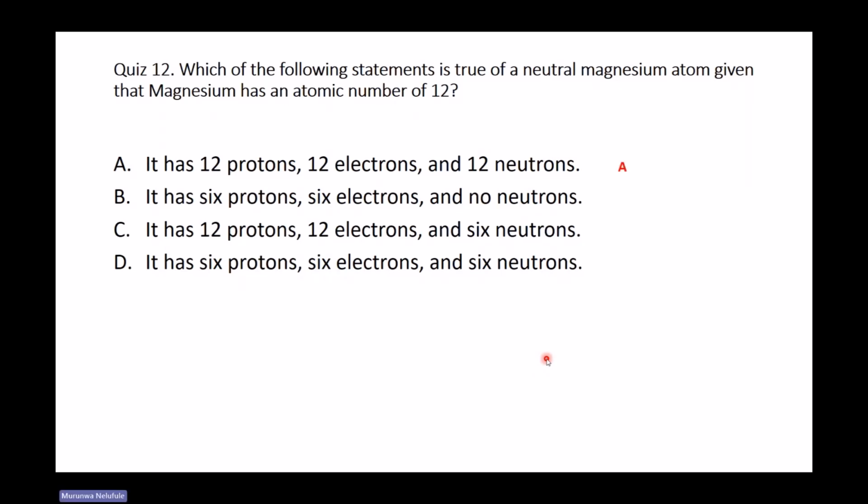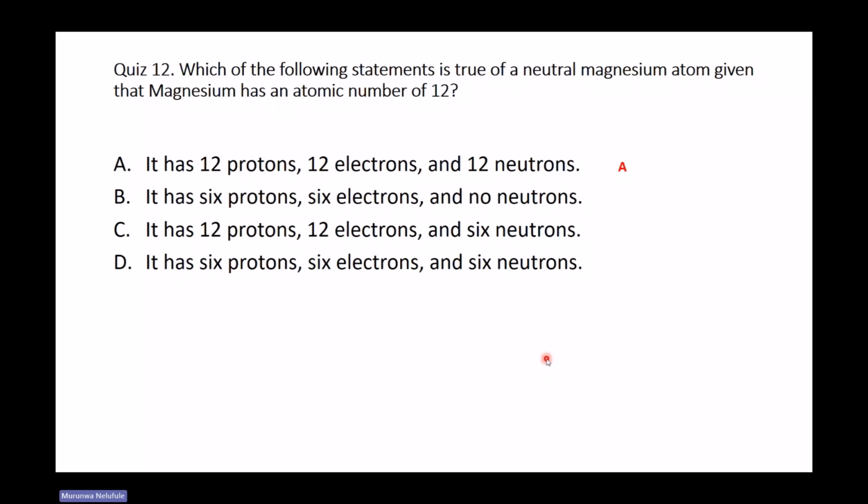The A gang, you are correct. So the atomic number tells you the number of protons, and if the atom is neutral, the number of protons and electrons will be the same. All right. If the atom is neutral, therefore the number of protons and electrons will be the same.